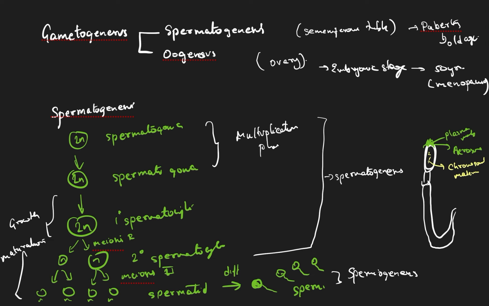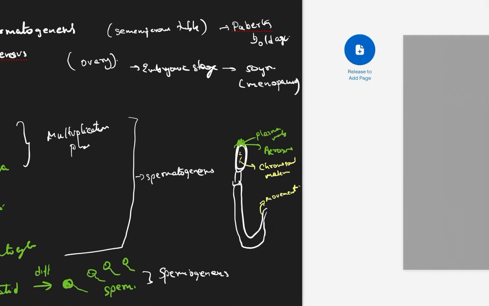Okay, next we are going to talk about the neck. The neck has the distal centriole. There is the middle piece, where mitochondria is present, and finally the tail is responsible for the movement of the sperm. Okay, so these are the parts of the sperm.